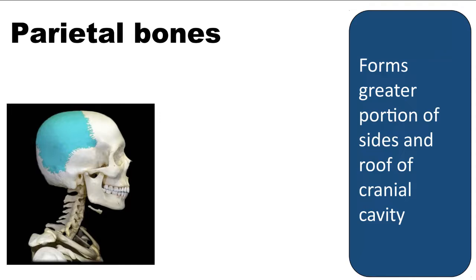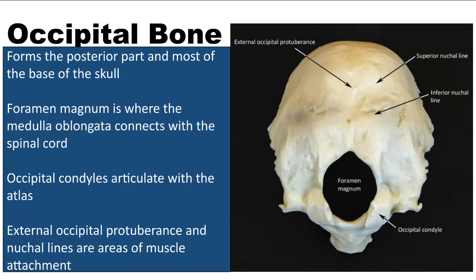The parietal bones form the greater portion of the sides and roof of the cranial cavity. Remember, the parietal bones are paired bones. The occipital bone forms the posterior part and most of the base of the skull. The foramen magnum is a large opening where the medulla oblongata connects to the spinal cord. The occipital condyles articulate with the atlas. The external occipital protuberance and nuchal lines are areas of muscle attachment.